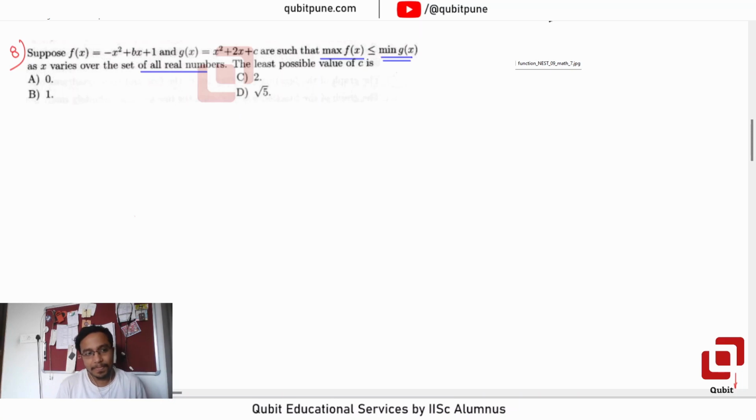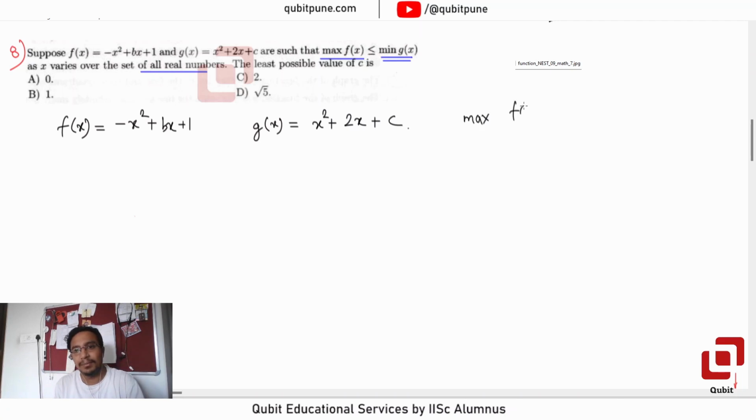Okay, what functions are given? We are given two functions, minus x squared plus bx plus 1, and then we have this g of x, x squared plus 2x plus c. Okay, and then we are given this condition that the maximum of f of x should be less than or equal to the minimum of g of x. Okay, three pieces of information are there.